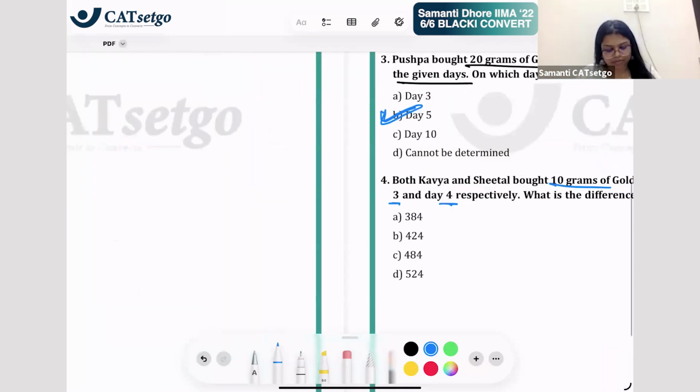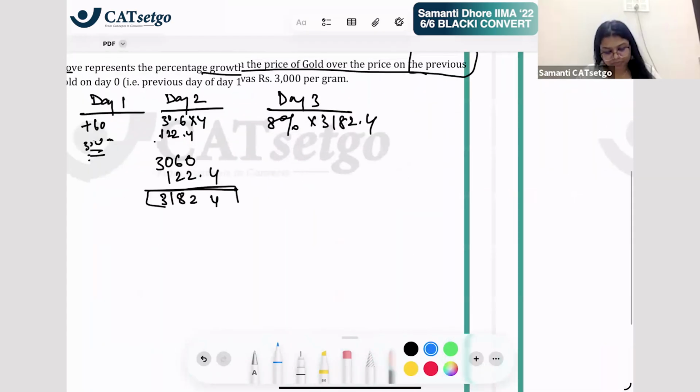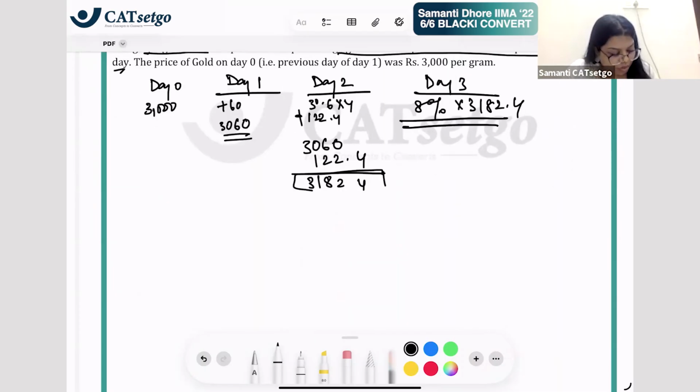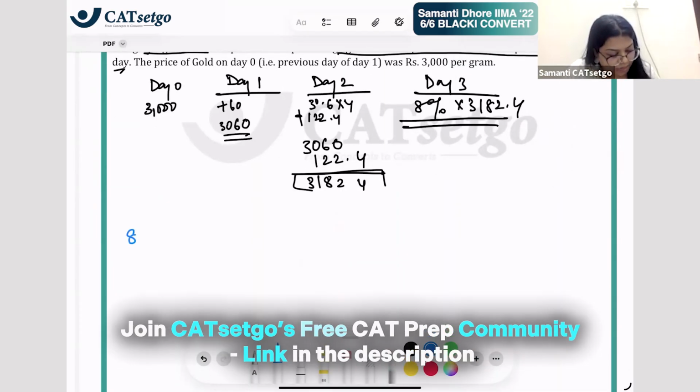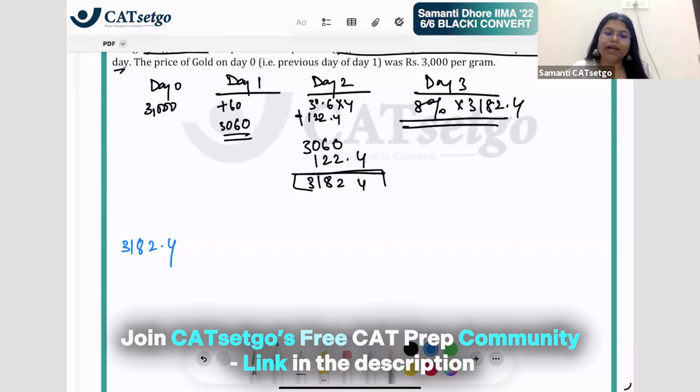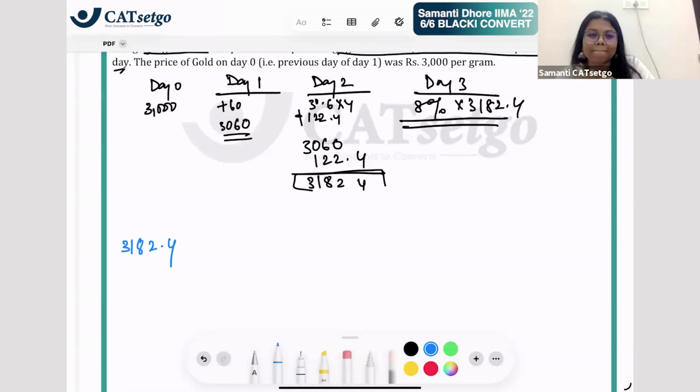So करो ये बताओ मुझे. डे 3 का प्राइस हमें निकालना पड़ेगा. कैसे करेंगे? 8% कैसे निकालेंगे हम? 10% minus 2% करेंगे, right? So here I am supposed to, देखो आज ही हमने पढ़ा था ना. So 8% of 3182.4. Find out 8% of this.